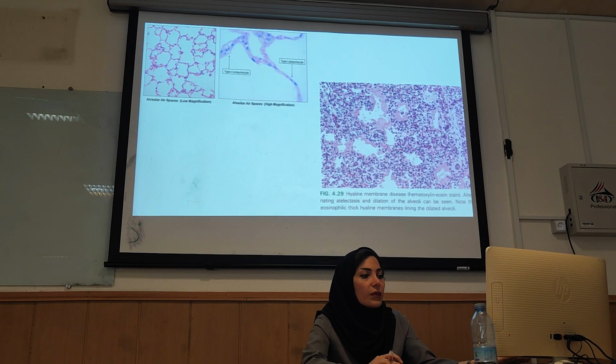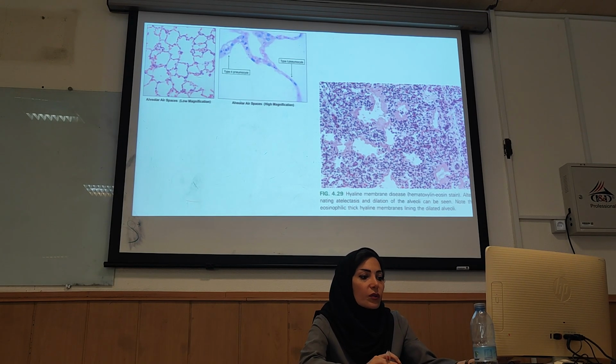You see the atelectatic alveoli here, and some of them are hyperinflated and lined on their inner surface by hyaline membrane, which includes fibrin deposition, and you see infiltration of inflammatory cells in the stroma. Alternating atelectasis and dilation of the alveoli can be seen in this picture. You see the thick hyaline membrane lining the dilated alveoli.